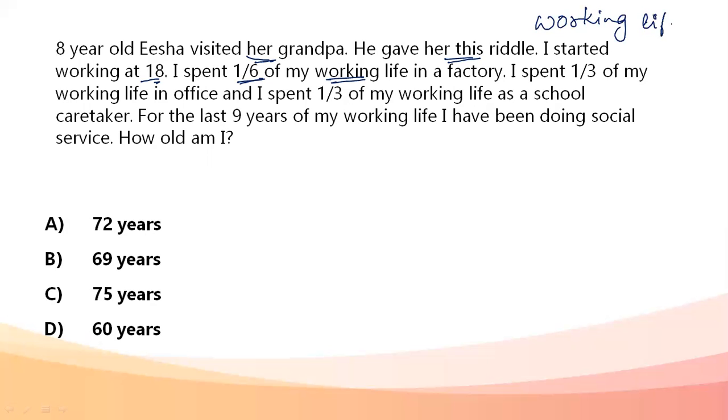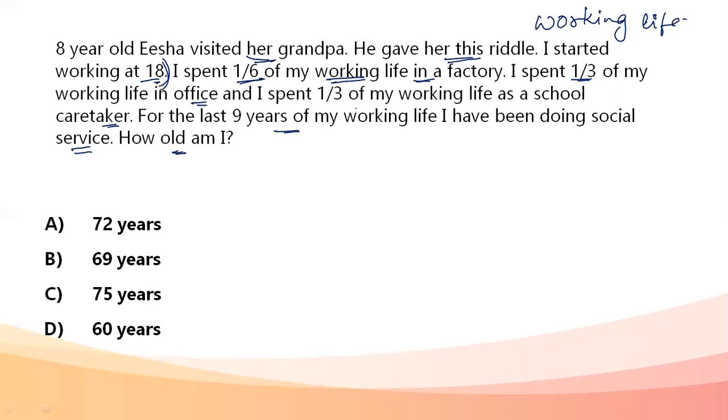So whatever life is being mentioned, at that particular instance, he has already lived 18 years of his life. Working life, whatever he is, one-sixth of that he has spent in a factory. Now one-third of the working life in an office and one-third of the working life as a school caretaker. Okay. For the last 9 years of my working life, I have been doing social service.